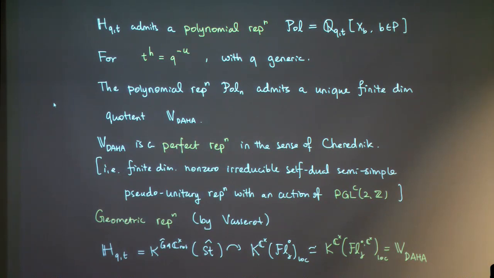And in this particular situation, this polynomial representation admits a unique finite dimensional quotient, and this I will denote V daha. Okay. So this V daha is a perfect representation in the sense of Cherednik. That means it's a finite dimensional, non-zero irreducible representation, which has some self-duality, semi-simplicity with one of the polynomial generators' actions, and pseudo-unitary representation. All these are names which we won't care about in this talk. But the most important thing is it has an action of a central extension of PGL to Z.